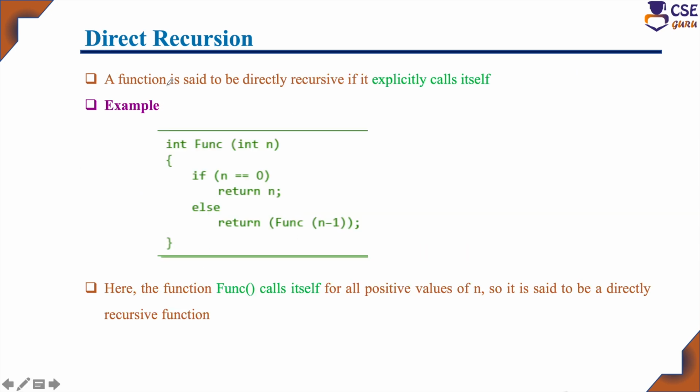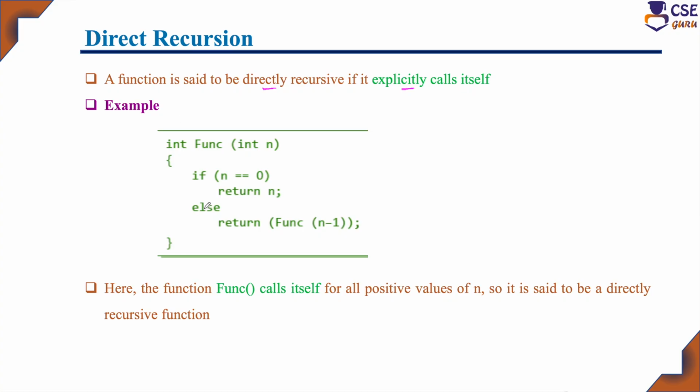Direct recursion. A function is said to be directly recursive if the function explicitly calls itself. Explicitly, the same function calls itself, and that is called direct recursion. This is simply called recursion.